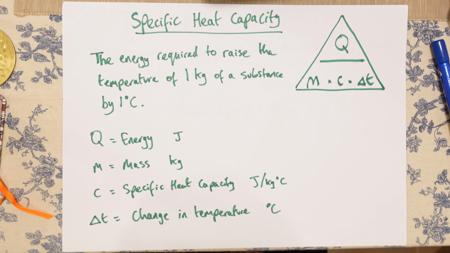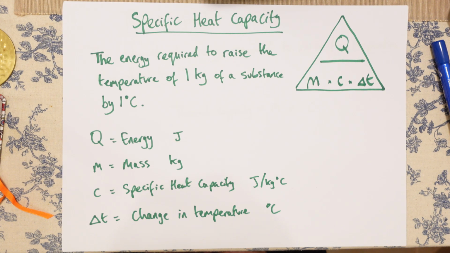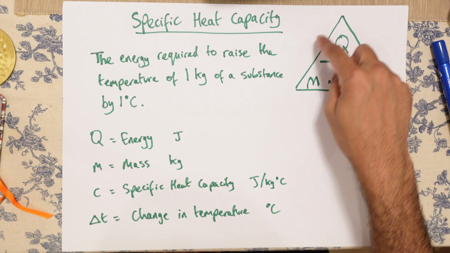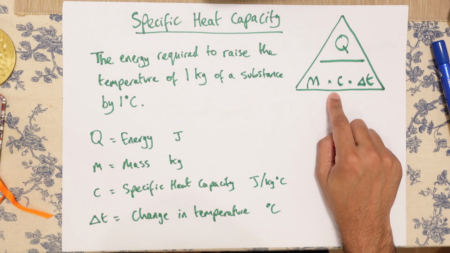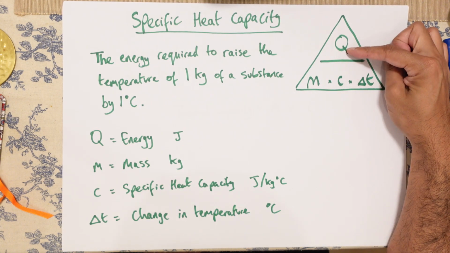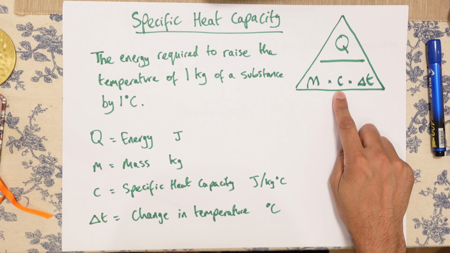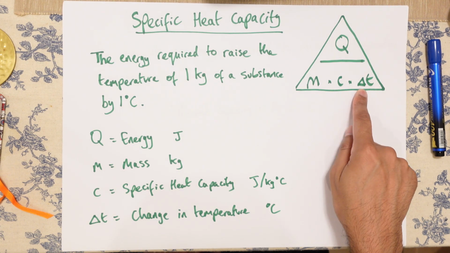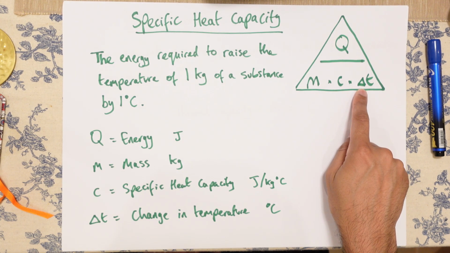Today it's going to be part 1 of specific heat capacity. Specific heat capacity is the energy required to raise the temperature of 1 kilogram of a substance by 1 degree Celsius. And its formula is this thing over here, where Q is the energy, C is the specific heat capacity, M is the mass, and delta T is the change in temperature.